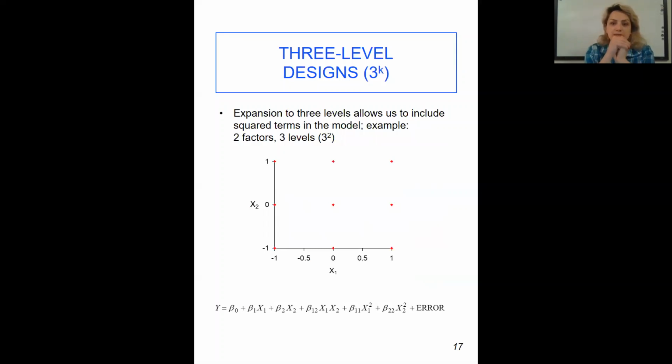Okay, so look at this one. This is a 3-level design. We want to talk about 3-level design. So we talked about the 2 levels so far. The expansion to 3 levels allows us to include squared terms in the model. For example, we would have 2 factors, 3 levels, so the number of runs is going to be 3 power 2.